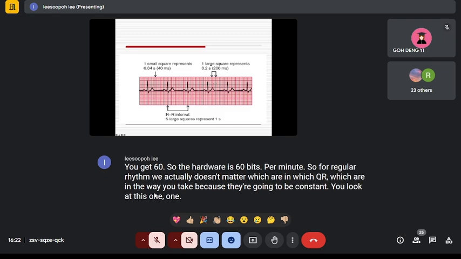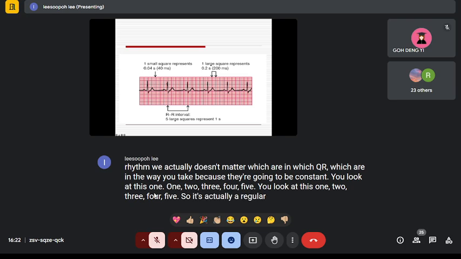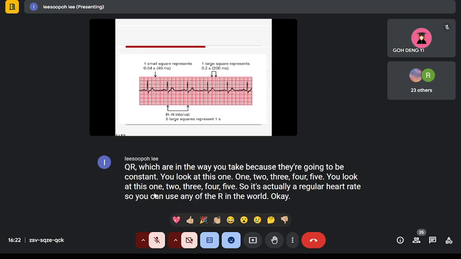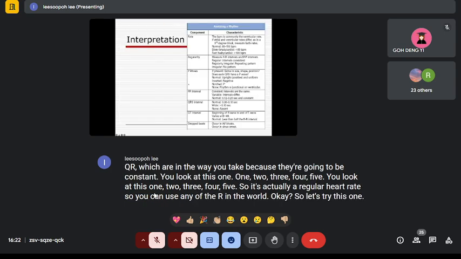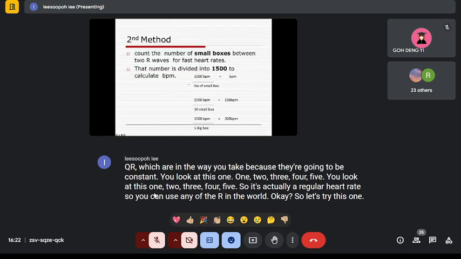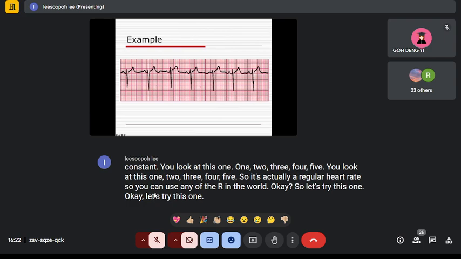If you look at this one, 1, 2, 3, 4, 5. You look at this one, 1, 2, 3, 4, 5. So it's actually a regular heart rate. So you can use any of the RR intervals. Okay, so let's try this one.